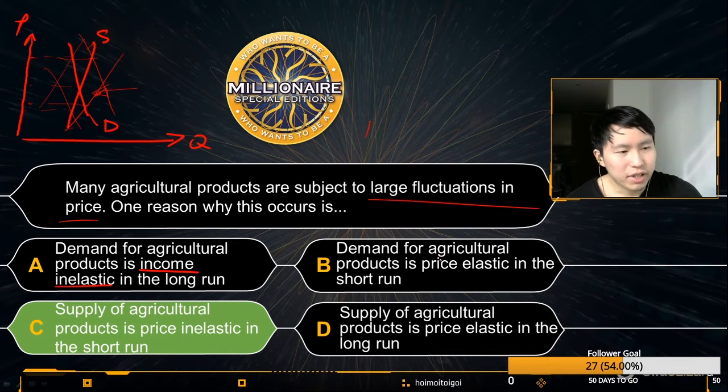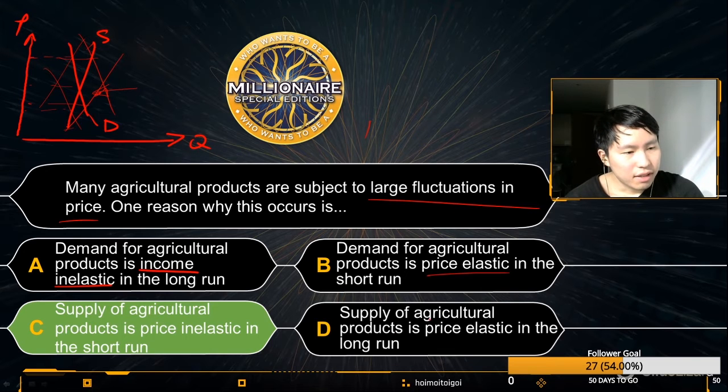And B, demand for agricultural products is price elastic in the short run. If the demand of these products is price elastic, then again, it doesn't really explain the large fluctuation in the price, because if it is price elastic, then you can just buy other goods that would substitute for the agricultural products. Because normally for products that are elastic, they tend to have a lot of substitutes. So it wouldn't be B.